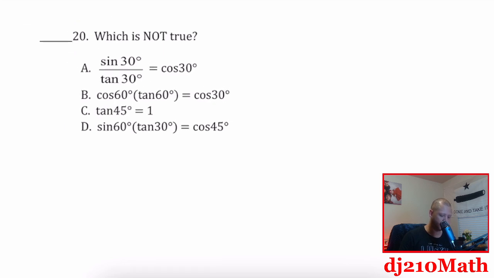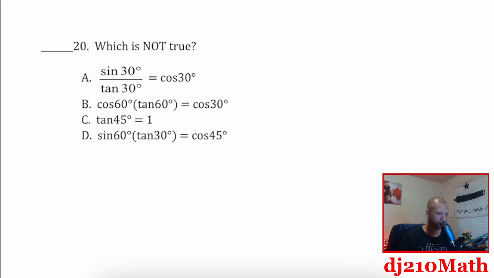Which of these is not true? All right. So one thing, I would just type these in the calculator and let the calculator determine what's true and what's not. So if I do sine 30 over tangent 30 equals cosine 30, the calculator says that's false.